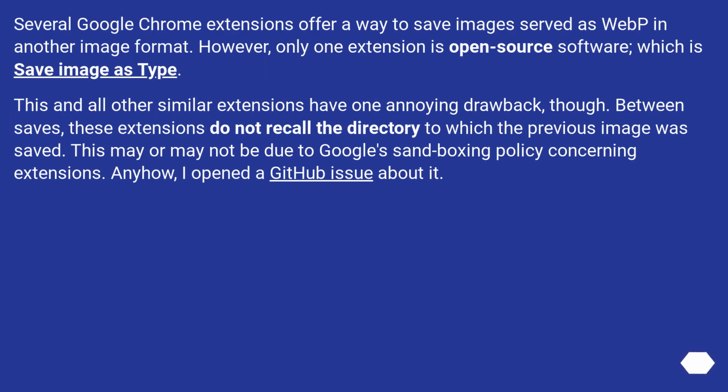On GNU/Linux systems, one solution consists in downloading the original image file using either the wget or curl command. Several Google Chrome extensions offer a way to save images served as WebP in another image format. However, only one extension is open source software, which is Save Image as Type. This and all other similar extensions have one annoying drawback, though. Between saves, these extensions do not recall the directory to which the previous image was saved. This may or may not be due to Google's sandboxing policy concerning extensions. Anyhow, I opened a GitHub issue about it.